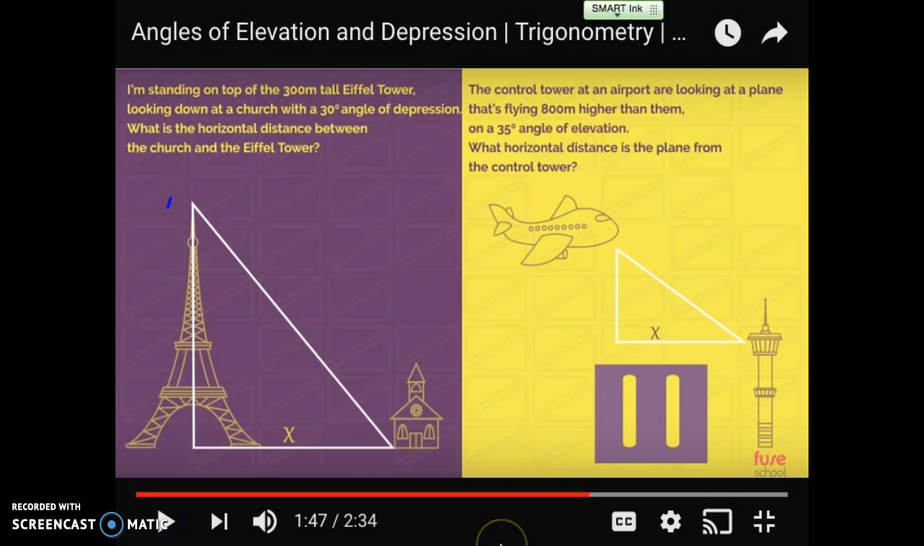All right, so the first one says, I'm standing on top of a 300-meter tall Eiffel Tower, looking down at a church with a 30-degree angle of depression. What is the horizontal distance between the church and the Eiffel Tower? Okay, so this is an angle of depression. So when you're working this out, remember you're going to have your horizontal distance here. So this is 30 degrees, which means this is 60 degrees.